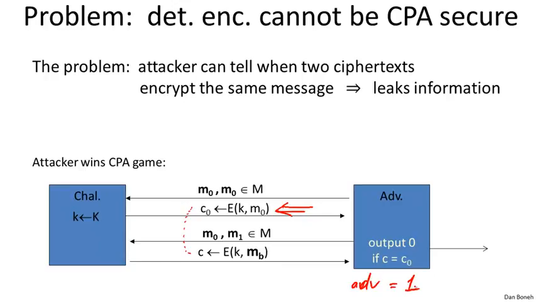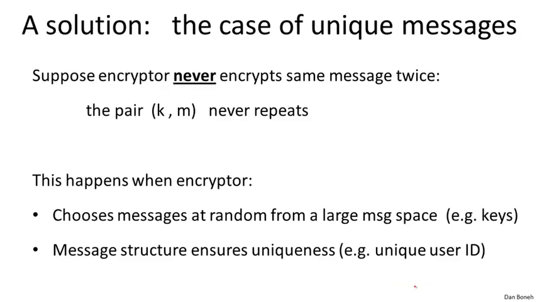Okay, so this is just a formal way of saying that the attacker basically learns more information about the plaintext than he should. So the question is, what do we do? And it turns out the solution is basically to restrict the type of messages that can be encrypted under a single key. And so the idea is to say that suppose the encryptor never ever encrypts the same message under a single key. In other words, the message key pair is always different and never repeats. So that for every single encryption, either the message changes or the key changes, or both change. But it can't be that we encrypt the same message twice under the same key.